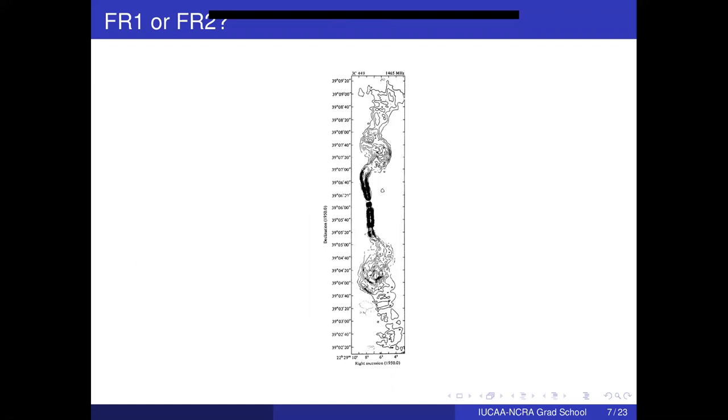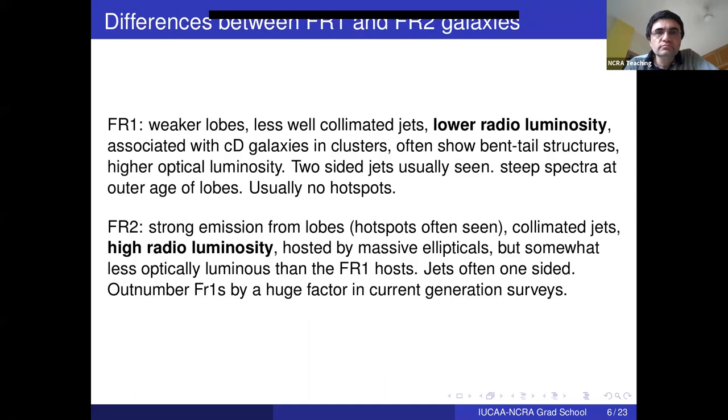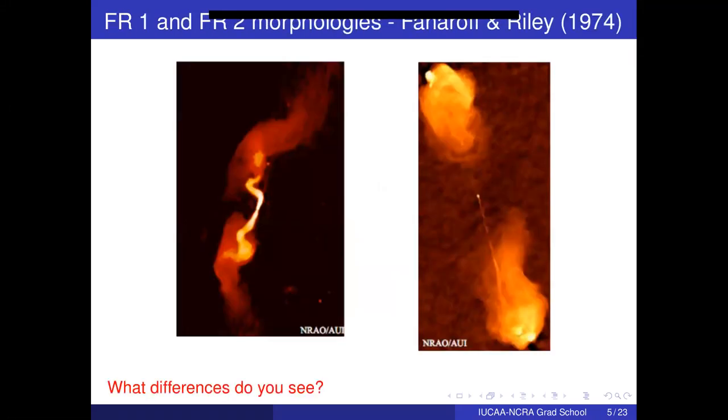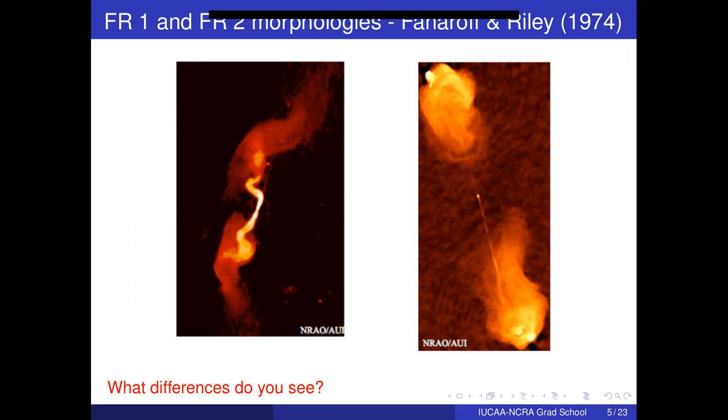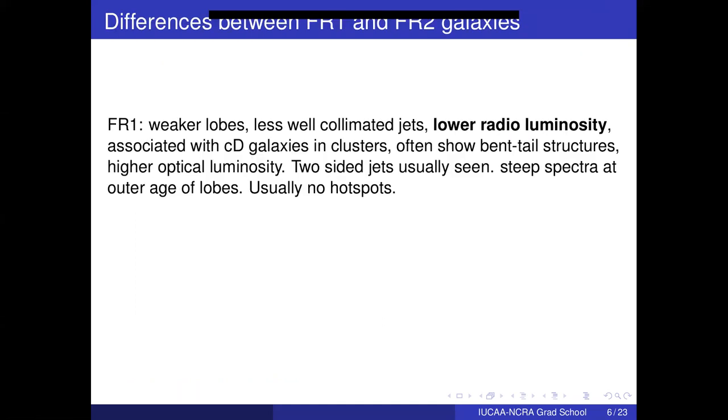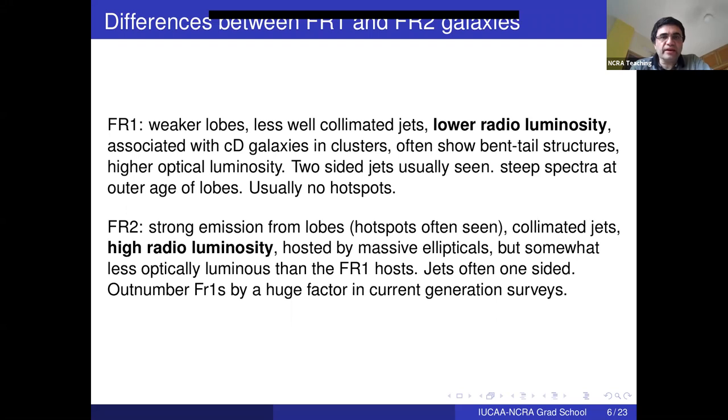Hello, sir. Yeah, go ahead. Sir, in the image of FR1 and FR2 you have shown, in the image of FR1, the background is much more black as compared to the image of FR2. So is it because of high or low luminosities, or is it some noise? I think it is just a function of noise and the specific stretch that was used to show these two images. There is no significance to the blacker background.